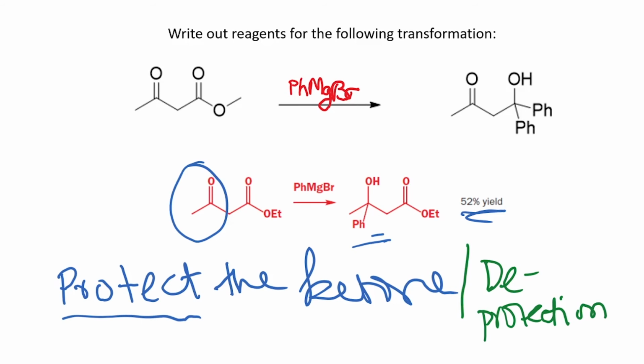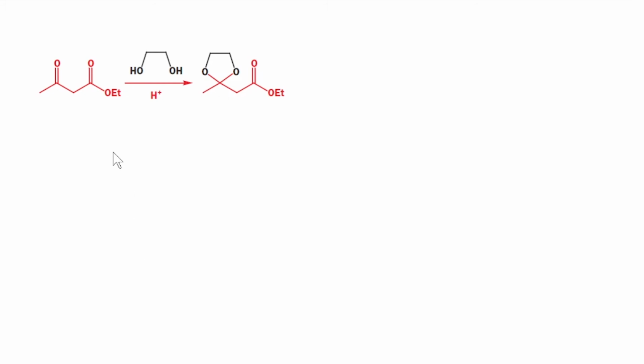You will learn about this in the coming semesters, but here is a good example of how you would use a protection deprotection strategy to accomplish the result that we want. If you see here, the protection of this carbonyl group can be done with a 1,2-diol, such as ethylene glycol.